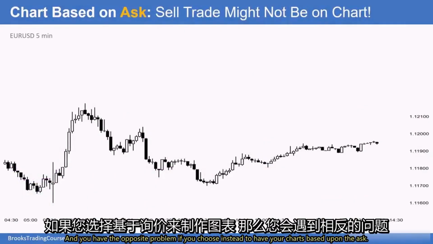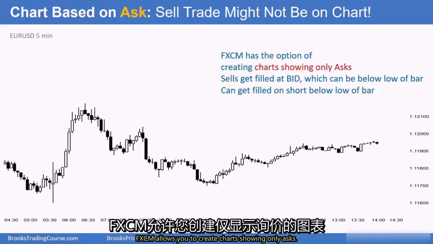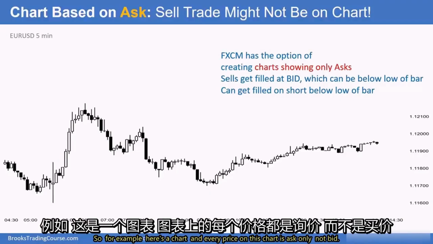And you have the opposite problem if you choose instead to have your charts based upon the ask. Your sell trade may not be on the chart. FXCM allows you to create charts showing only asks. So, for example, here's a chart, and every price on this chart is ask only, not bid.